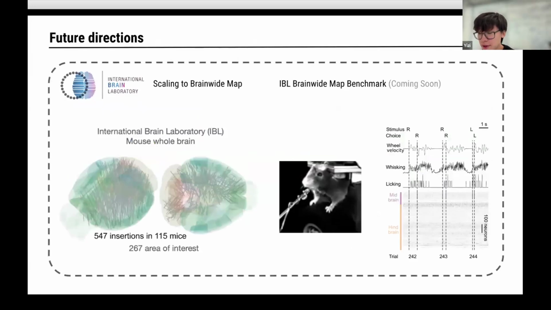So far, we've only scaled MTM and NEDS to cover animals and brain regions in the IBL repeated site dataset, which has a more limited scope compared to the brain-wide map dataset. Moving forward, we want to scale this foundation model to the full brain-wide map dataset. And additionally, we also plan to host a brain-wide map benchmark to fairly compare the performance of neural foundation models and improve our understanding of distributed neural computation across the brain.